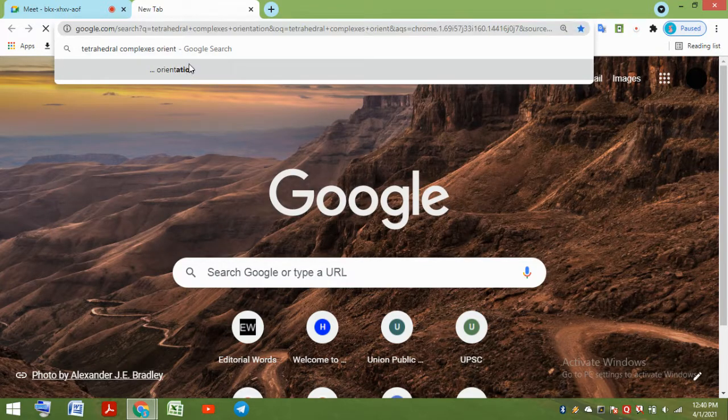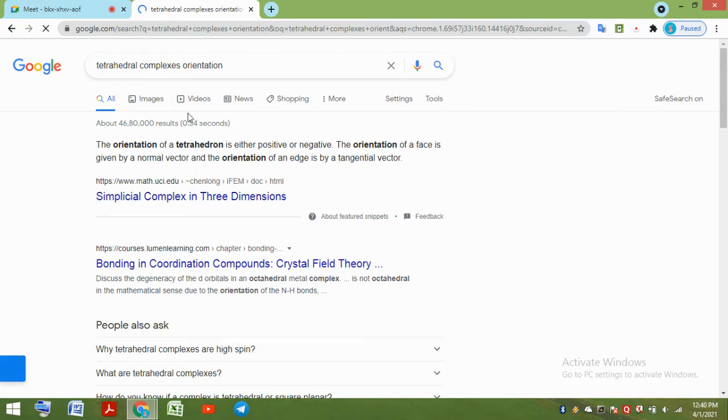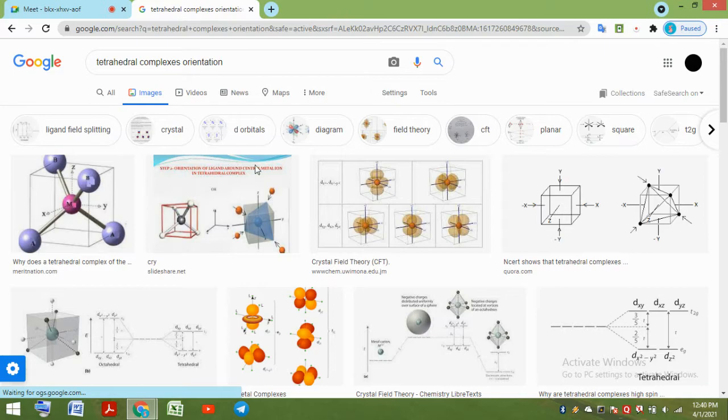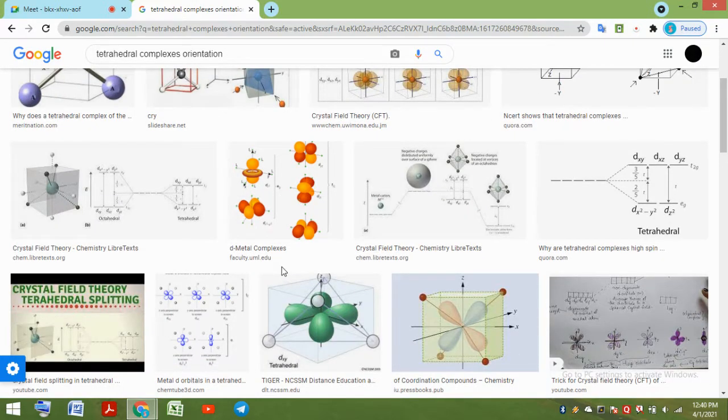But the extent of this delta t, the magnitude of the crystal field splitting, is less than what was found in the octahedron geometry. And it is 4/9 times what is found in the identical situation in the octahedron geometry.